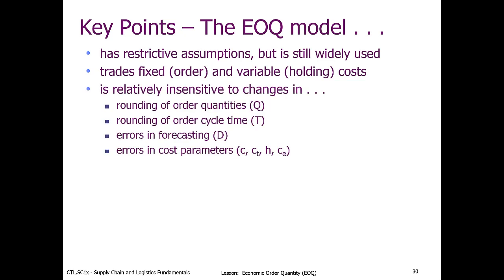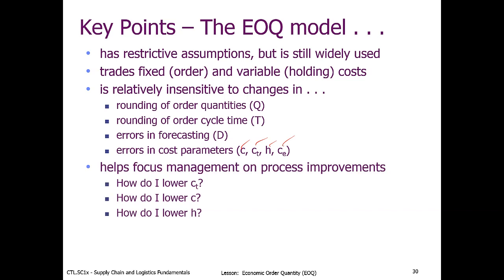We also showed that the EOQ is really pretty insensitive to changes or errors or bad assumptions in the order quantities, so I can round up or round down order quantities. The cycle time, we saw that it's okay to round those up to more practical times. Errors in forecasting, as well as errors in any of the cost parameters, whether it's the cost of the item itself, the ordering cost, the holding cost, or the cost of holding any inventory. It's pretty insensitive to those, so start with it, and it's got that nice bathtub function where it won't be dramatically off.